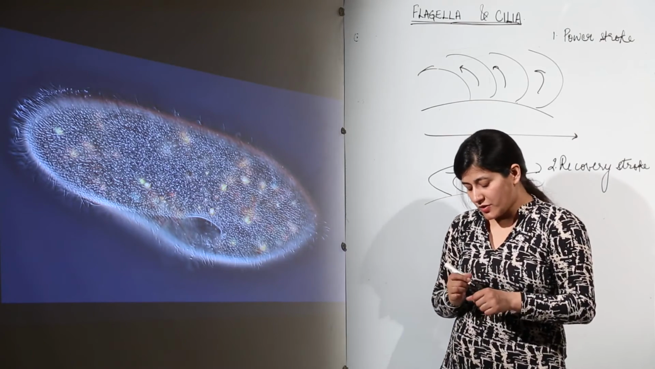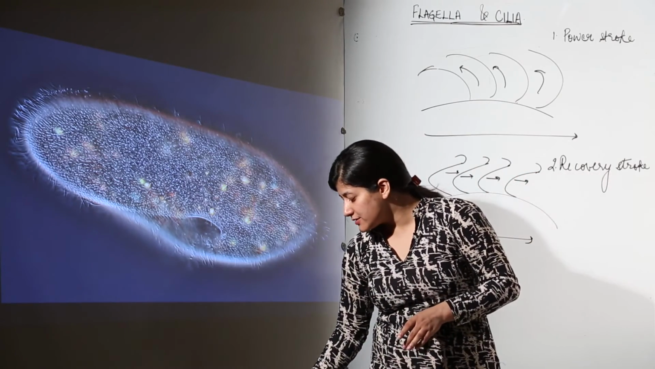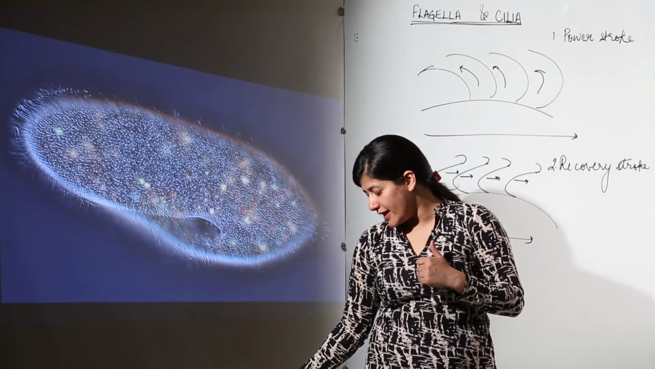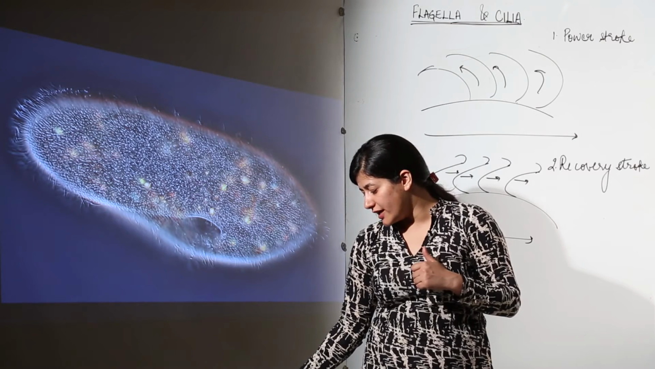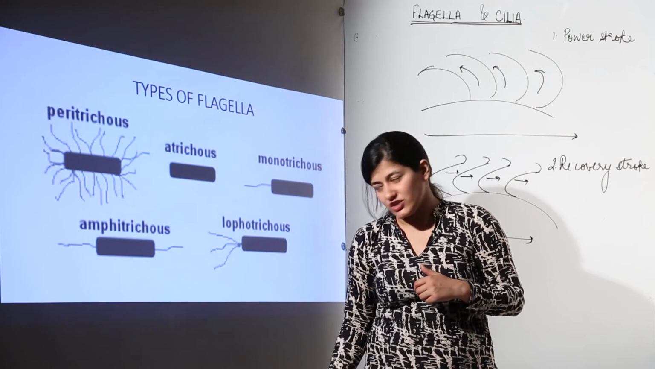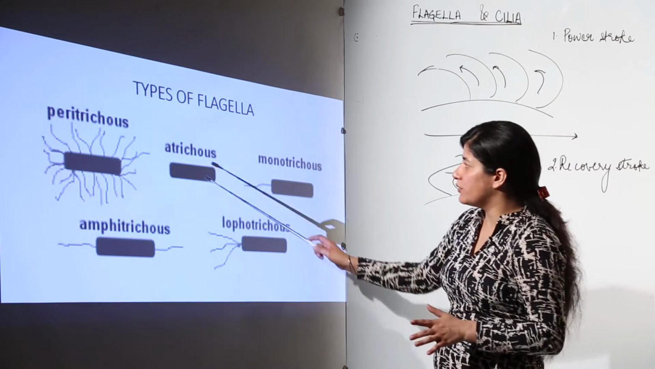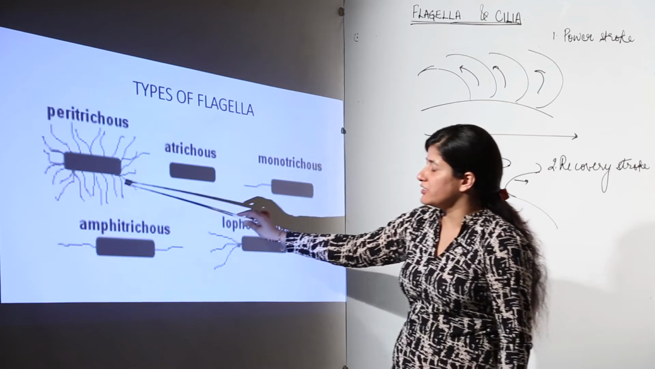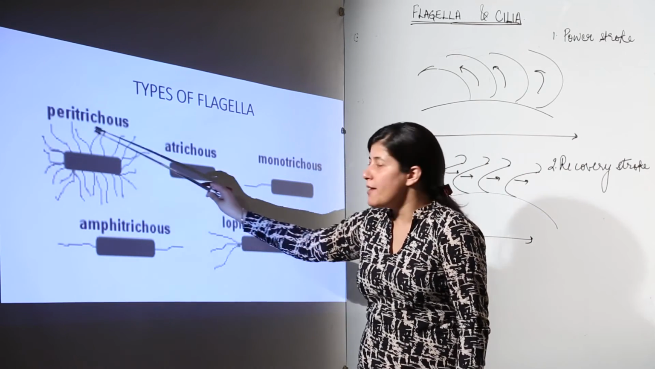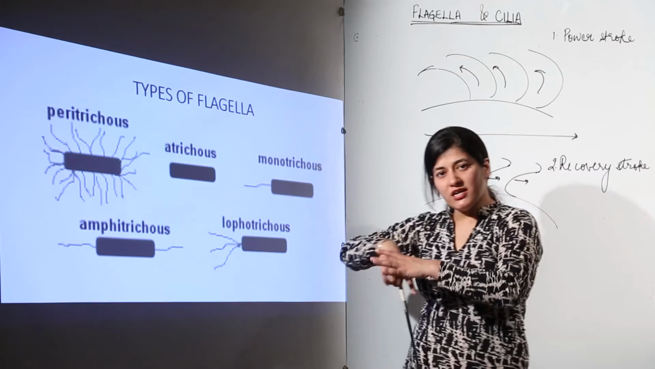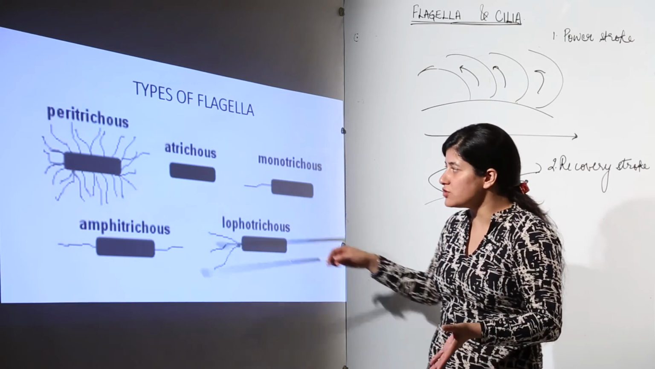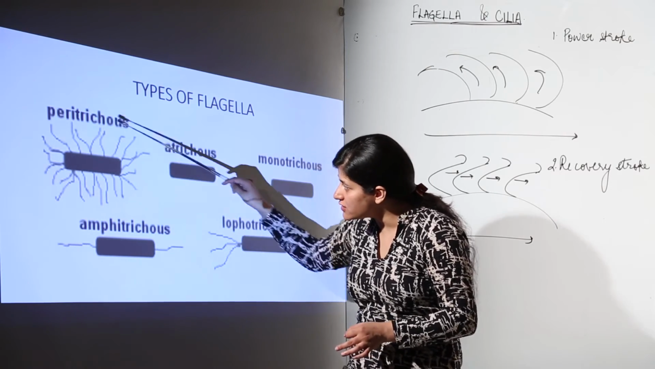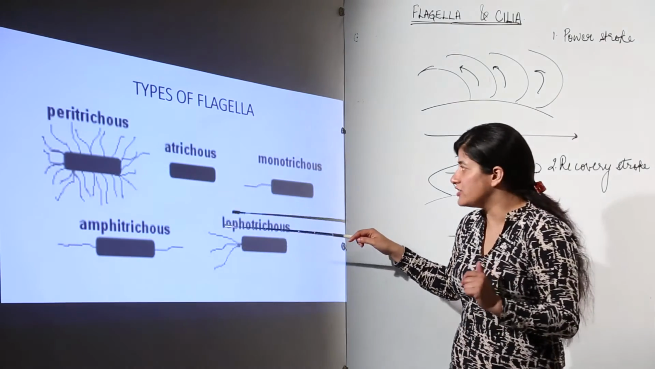Now the next thing that we are going to study is, in terms of flagella, how many types of flagella are present in cells, and what is the classification of cells on the basis of the presence of flagella. The first one, as you can see, the diagrams are quite descriptive, is the type of flagella known as peritrichous. In peritrichous cells, the flagella are uniformly present all over the free surface of the cell body.